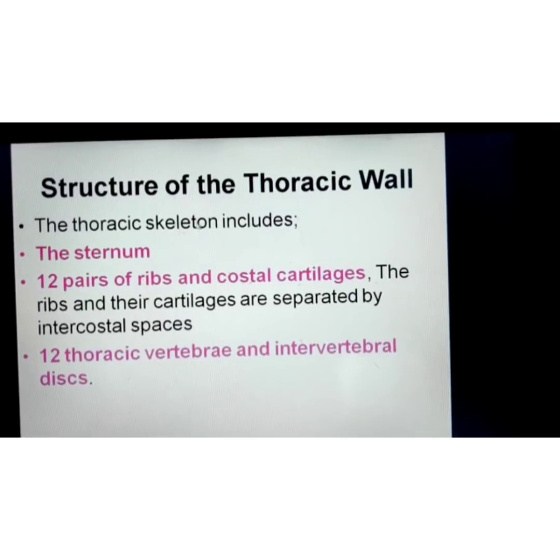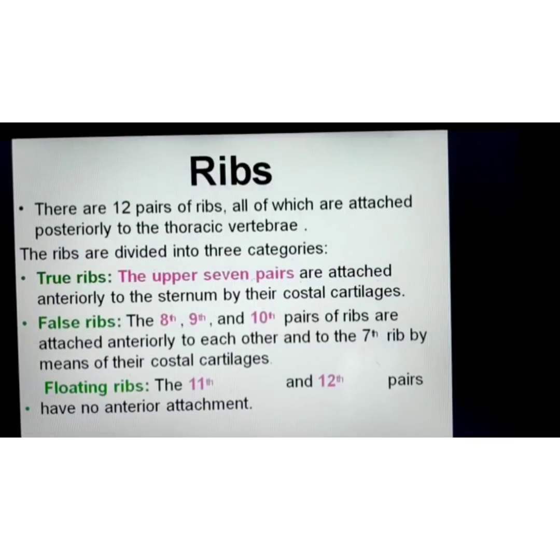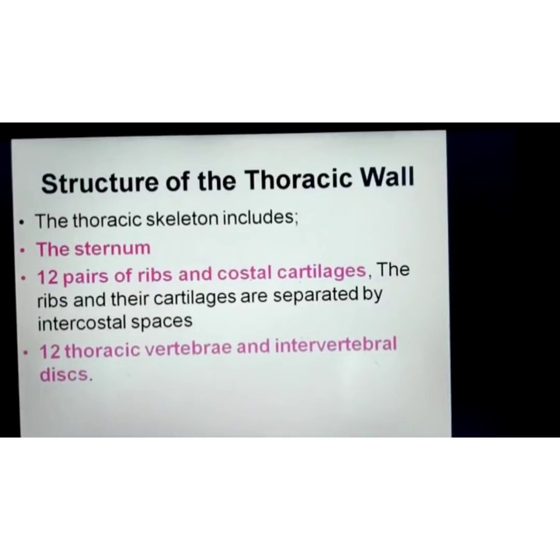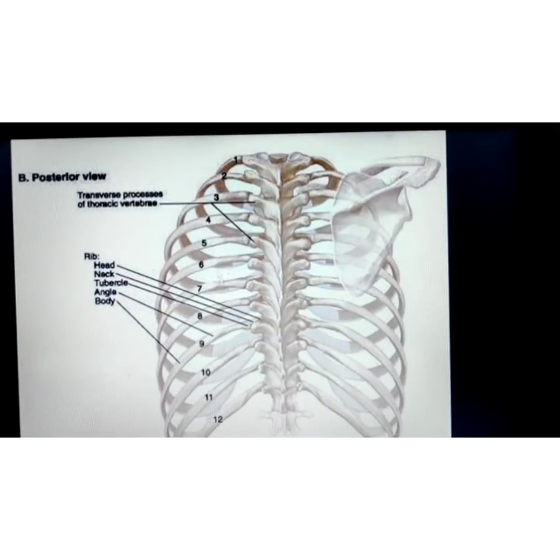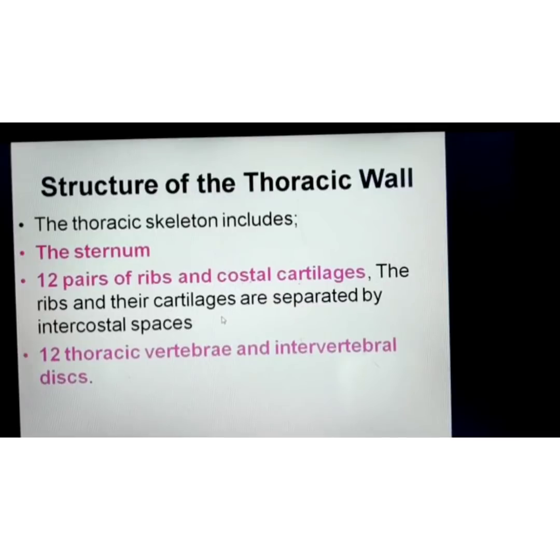Now, structures of the thoracic wall. The thoracic skeleton includes the sternum, 12 pairs of ribs and costal cartilages. The ribs and their cartilages are separated by intercostal spaces. These are all the intercostal spaces. Then we also have the 12 thoracic vertebrae and the intervertebral discs.